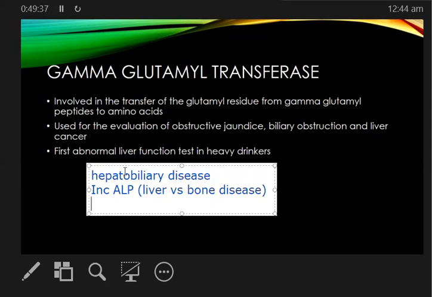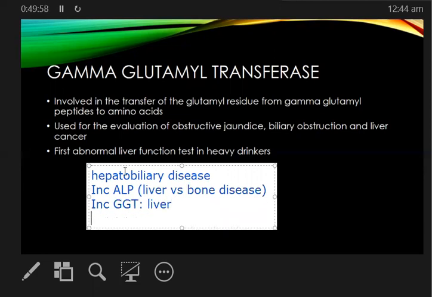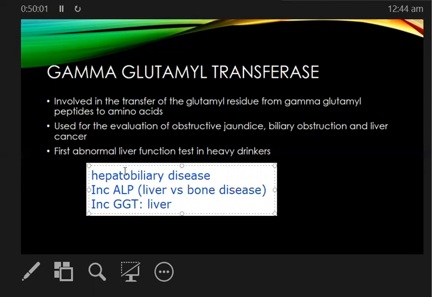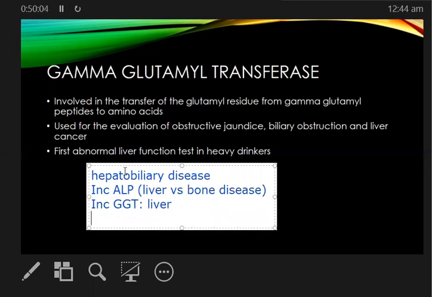Say for example you have a laboratory result. What you have to look for is the value of your GGT. If the GGT is increased, this is hepatobiliary disease, and this indicates a liver disease. However, if the GGT is normal, then the increase in your ALP is caused by a bone disease.